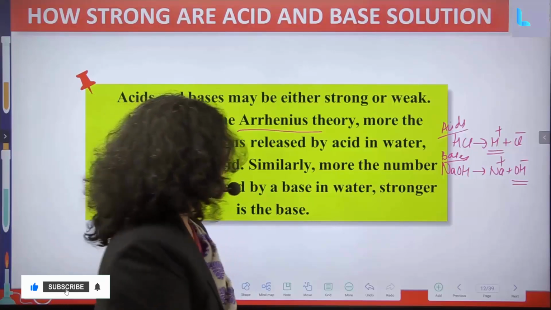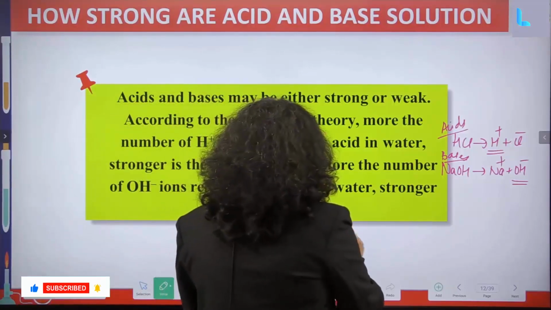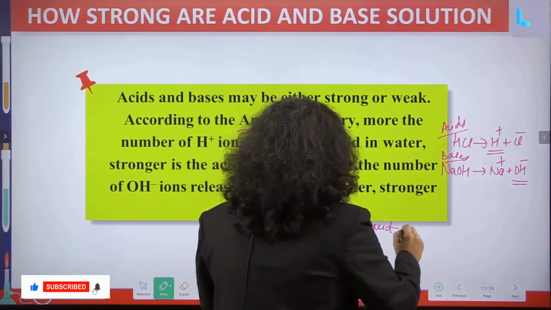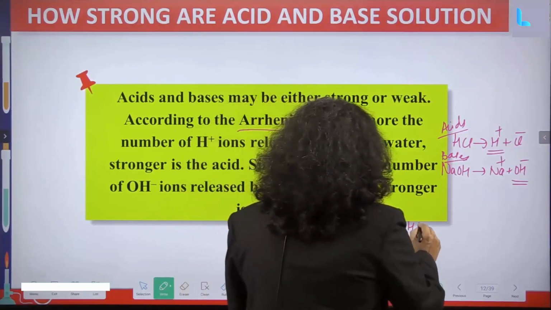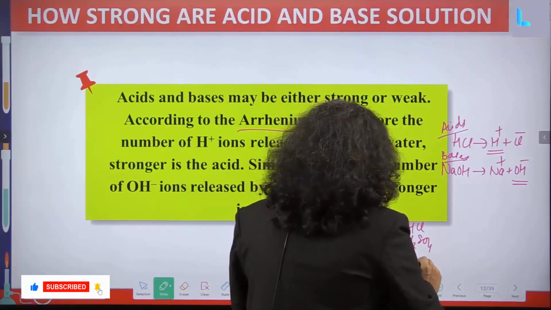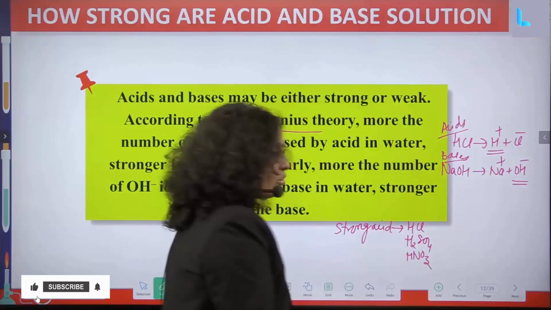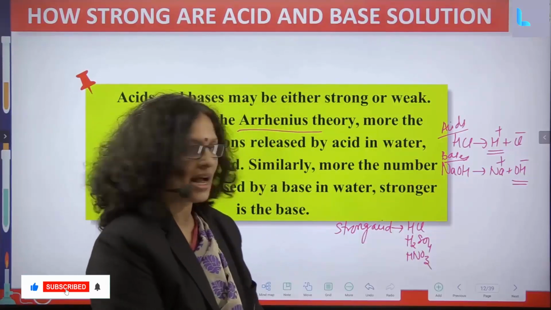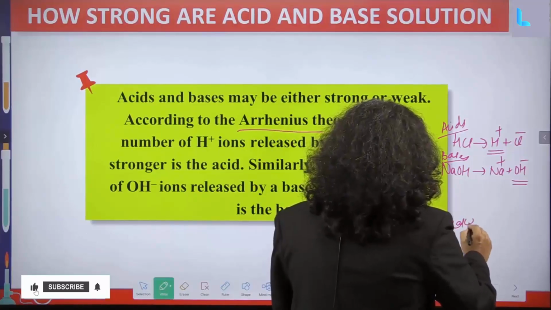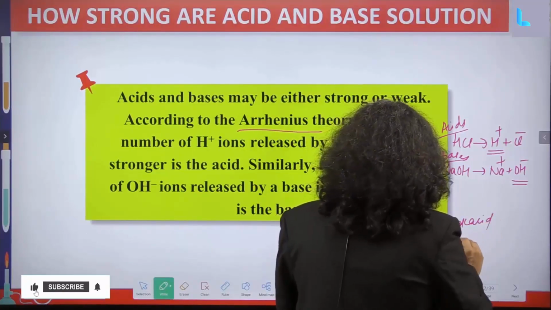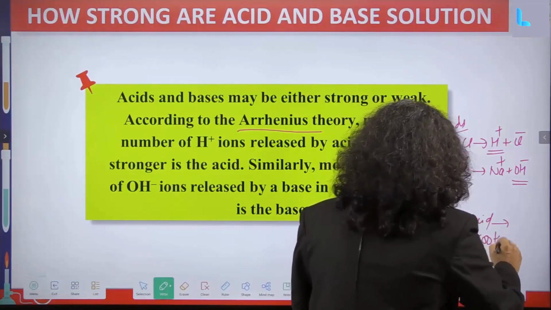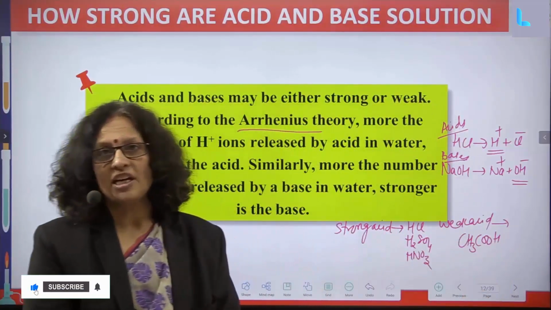So we can write strong acids here. Few acids are considered strong acids, like hydrochloric acid, sulfuric acid, nitric acid. These are called strong acids. Now what are the weak acids? Weak acids are acetic acid, CH3COOH, which is a weak acid.